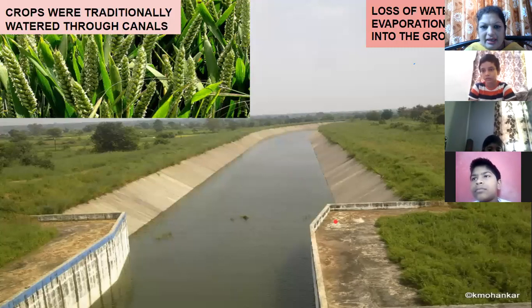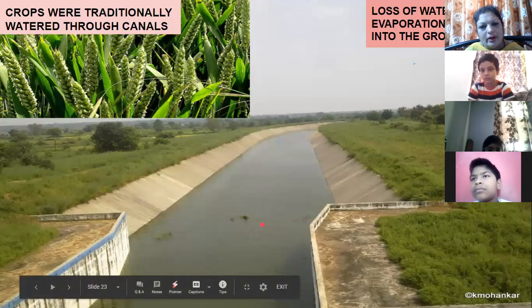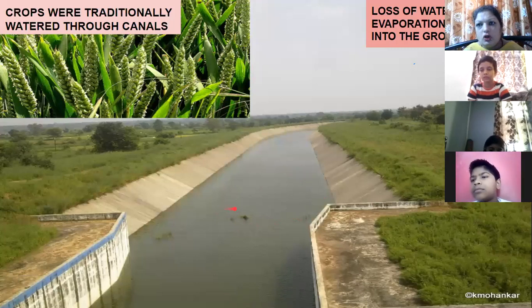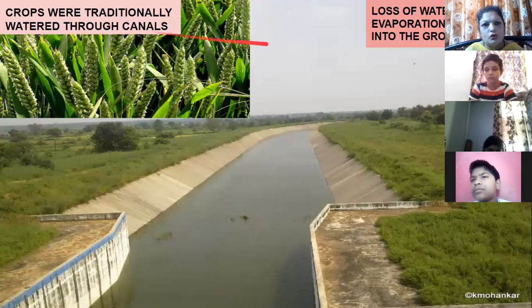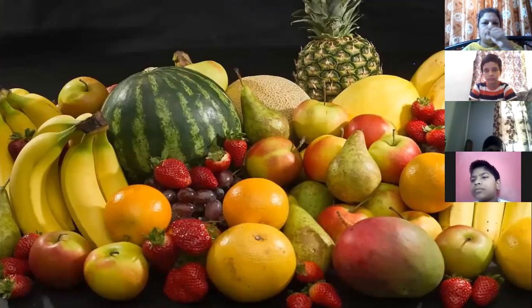And that's why canals which were providing water to the crops are an age-old technique now. So loss of water due to evaporation and seepage into the ground is only because of these canals. So crops were traditionally watered through canals. Now look here.